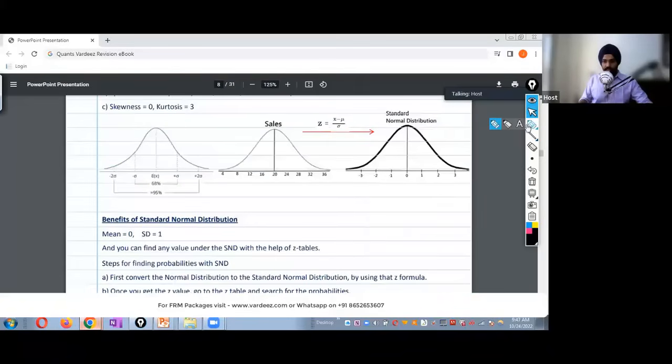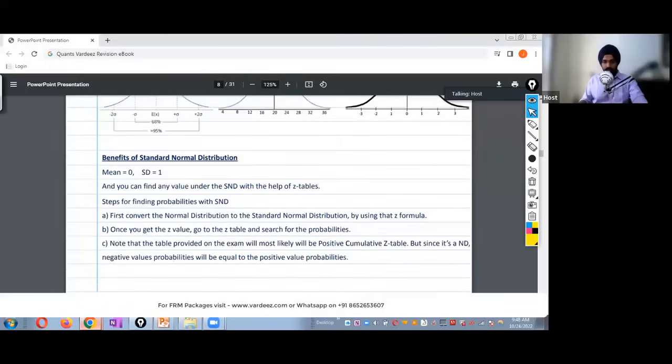That's why we convert every data into a standard normal distribution, so that we can find any values that as an analyst we are interested in. All we need to do is use this particular formula. Now, what are the benefits of the standard normal distribution? The first thing is that the mean is 0 and the standard deviation is equal to 1. As I said, that's the standard property. And you can find any value under the standard normal distribution with the help of Z tables. And what are the steps for that?